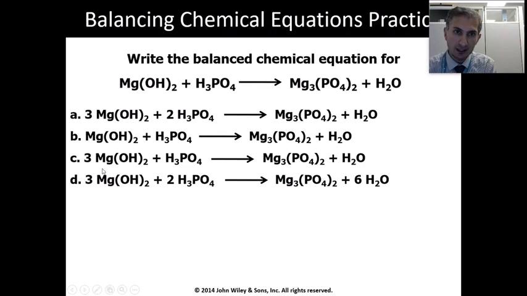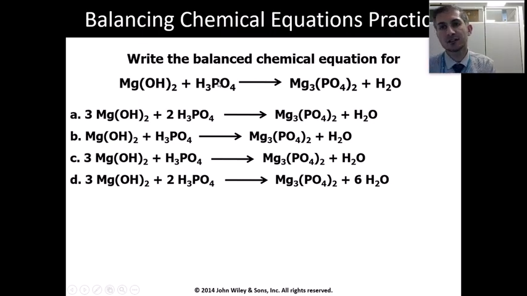So if I look at the multiple choice question like this, possible answer B is incorrect, so you can easily eliminate that. 3 for magnesium should be written here. Then I'm going to balance another element. Let me work on the phosphorus here, P.